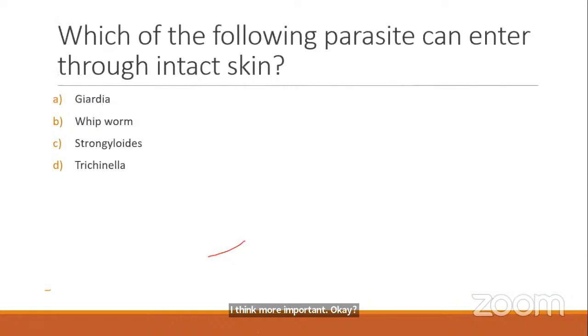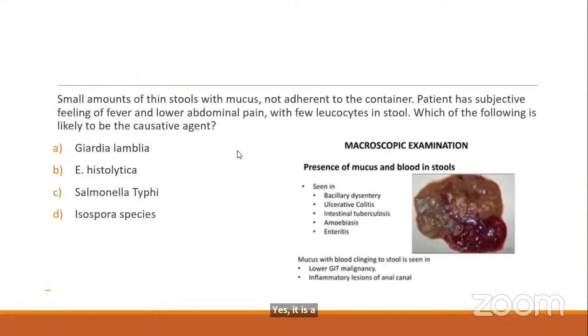Okay, coming to which of the following parasites can enter through the intact skin? Yes, it is Strongyloides stercoralis. Strongyloides stercoralis can enter through the skin also.